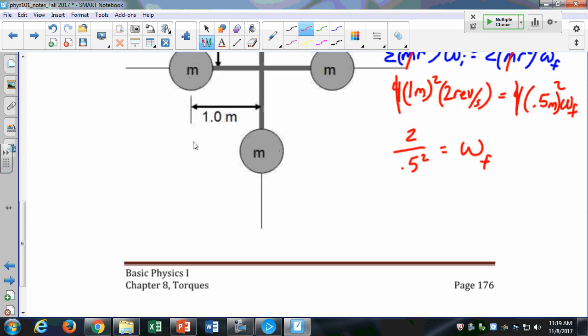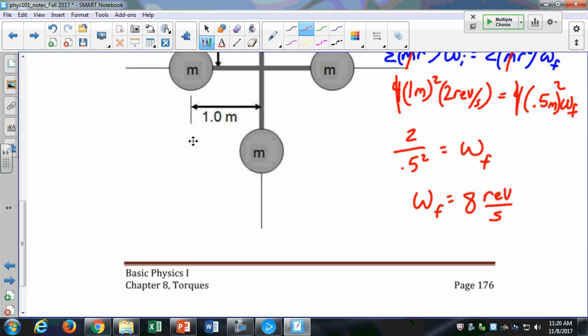That's 2 over a quarter, which is 8. So omega final is equal to 8 revolutions per second. Notice that I didn't convert my omega to radians per second. I can keep it in these non-SI units. It just means that my answer is going to come out in non-SI units.